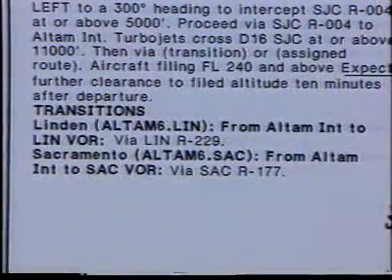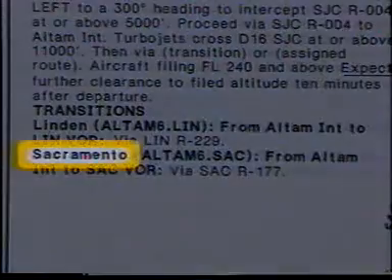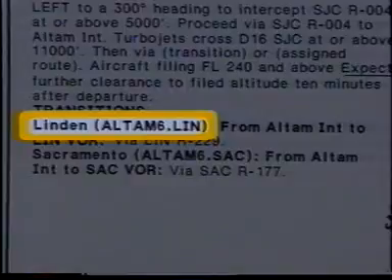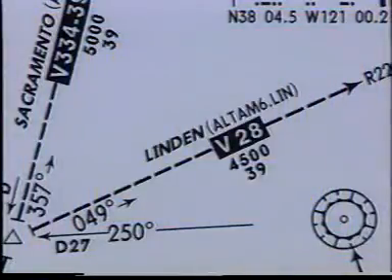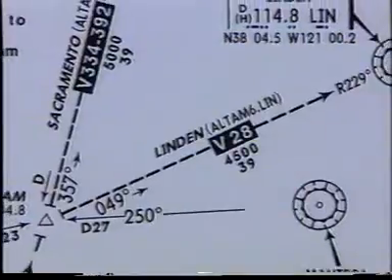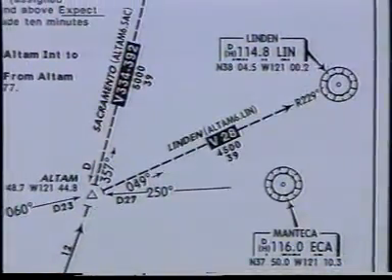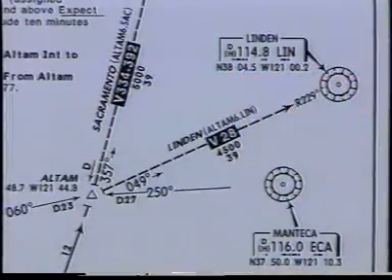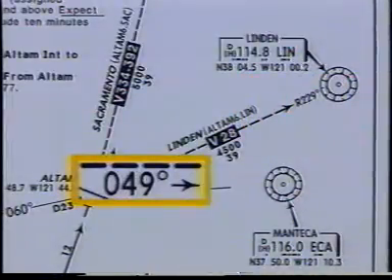This particular SID offers two transition routes, Sacramento and Linden. The transition route's name and its computer code are shown both in the textual description and along the route. To fly the Altum 6 departure and Linden transition, you should include this code on your flight plan. To continue to Linden, you would fly inbound on the 229-degree radial of Linden. Your course would be 049 degrees.